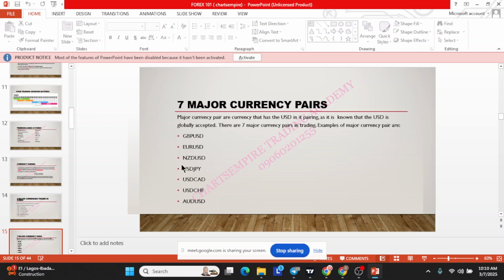Why did they reduce to 7? It is because the dollar has been extracted and fixed in the rest of the major currencies that are traded in the forex market. So now we have GBP USD, Euro USD. Among the major currencies that are traded, we now fix the dollar in their pairing. So these are the 7 major currency pairs that are traded in the forex market.